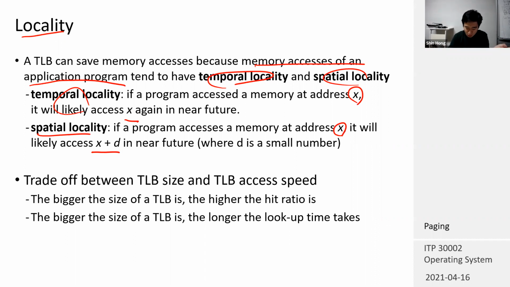So that is the locality of a computer program, and the TLB exploits these characteristics to make a kind of prediction. If you just accessed X, then I will save a VPN and PFN for this X, because your application program is very likely to access the same memory location or other variables in the same pages again in the near future. That's how the TLB works.